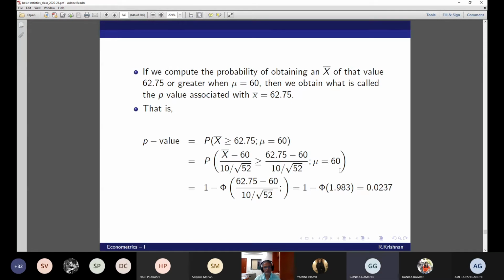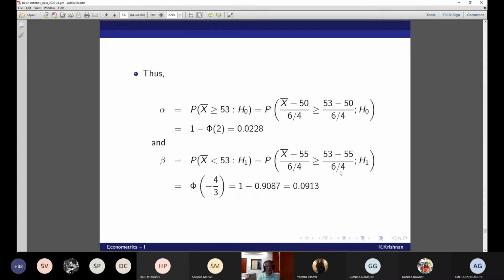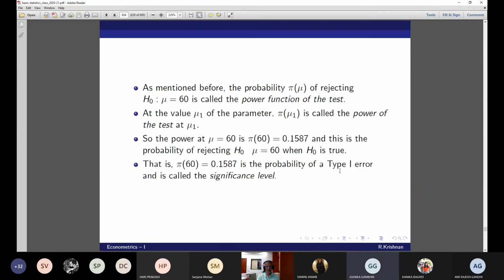Sir, here I'm not able to get what's the difference between the p-value and the type 1 error. I mean, is the p-value calculated exactly the same way as the type 1 error? Okay, now you tell me, what was type 1 error? The significance level is called the type 1 error. Am I right? Yes, sir.